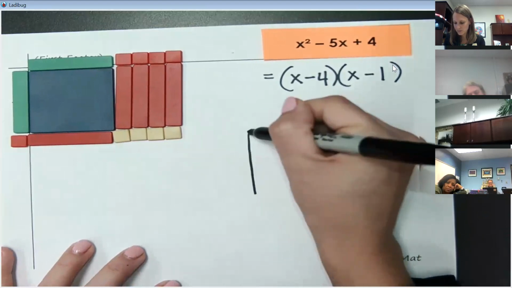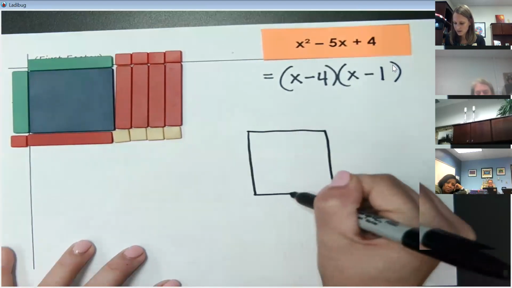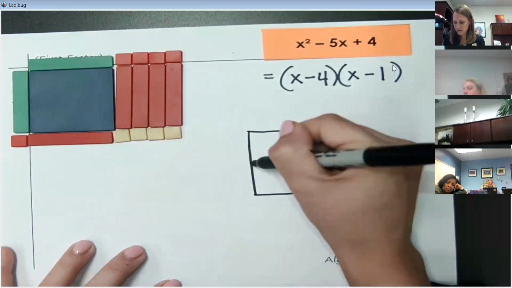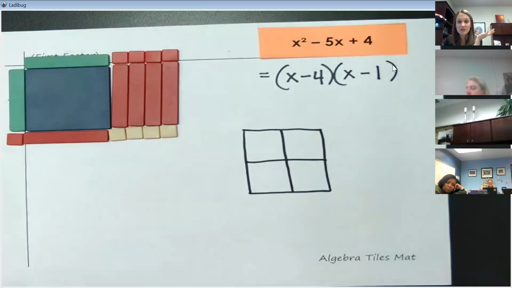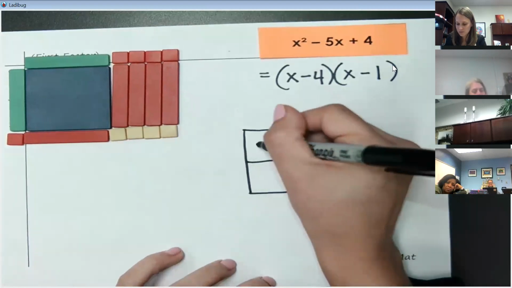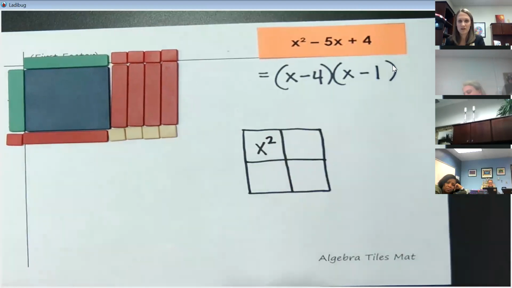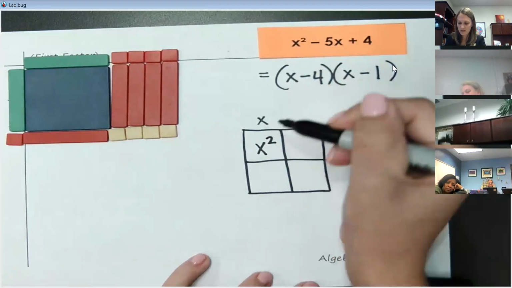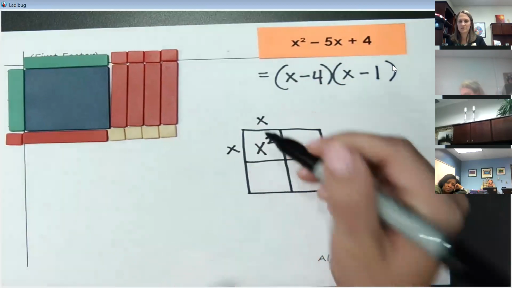So I'm going to go ahead and represent this now using that area model representation to think about what we did. Okay, what was the easiest part of this? I knew my x squared, right? So I knew that right here, this was x squared. And I could show that that was the factor of x times x.